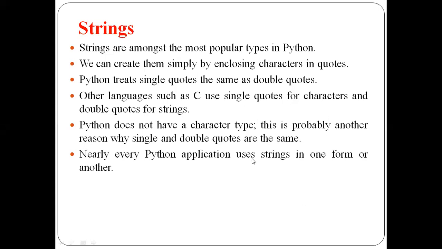Now, what I said just now is about this: we don't have a character type. Because of that, we can use single quotes and double quotes, and both of them are literally the same. Only the representations are different. If you want to take a character in Python, you can take a string with a single character, either in single quotes or in double quotes.